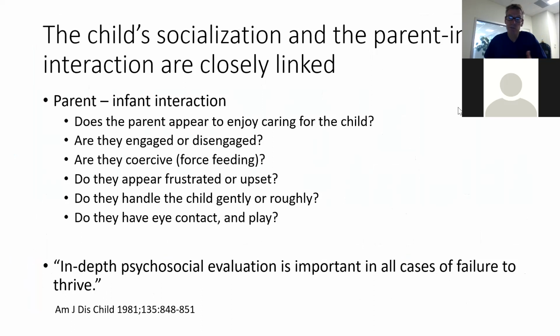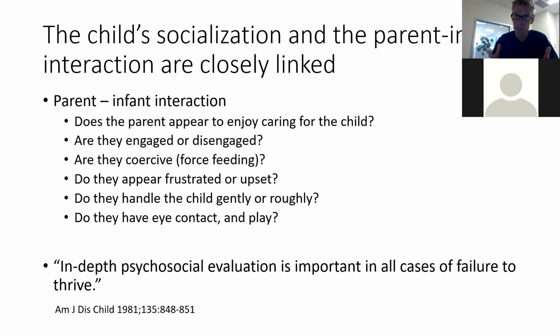I've talked a bit before about the child-parent interaction. I won't say too much more about this, but when you're watching a child, you need to know, do the parents appear to engage, do they appear to enjoy looking after the child, or are they frustrated, or are they disengaged? Are they coercive? Do they try to force feed the child?